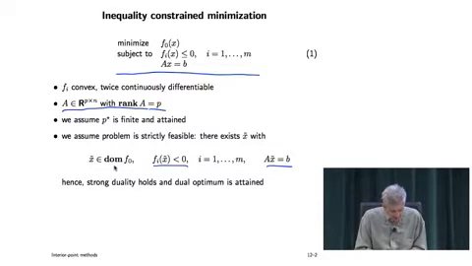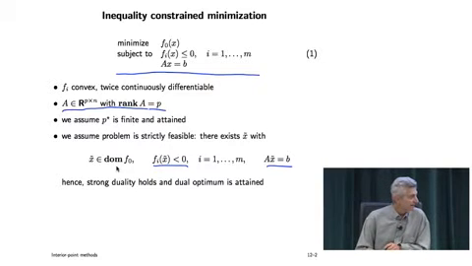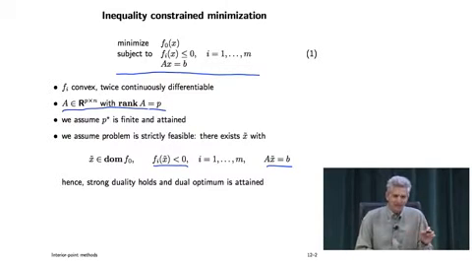And this says simply that the interior of the domain actually intersects. Well, actually, sorry, the domain is open because we're assuming they're differentiable, right? So it says the domain intersects the equality constraint. And this says things like strong duality holds and the dual optimum is attained.